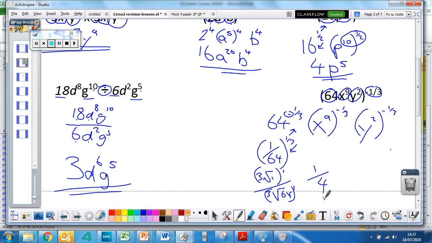X to the 9 to the minus 1/3, you multiply those two numbers together. 9 times a third is 3, positive times a negative is negative. That's x to the minus 3. The y, you multiply the two powers together. 2 times minus 1/3 is minus 2/3. You can leave your answer as 1/4 x to the minus 3, y to the minus 2/3. That's as far as you would ever go with that level of manipulation. Using your index laws, using them on algebraic expressions such as those. The ones with negative fractional powers would appear on higher. All of the other ones could appear on foundation.